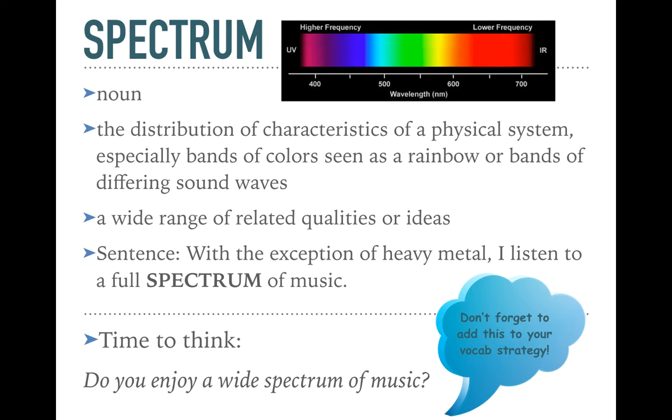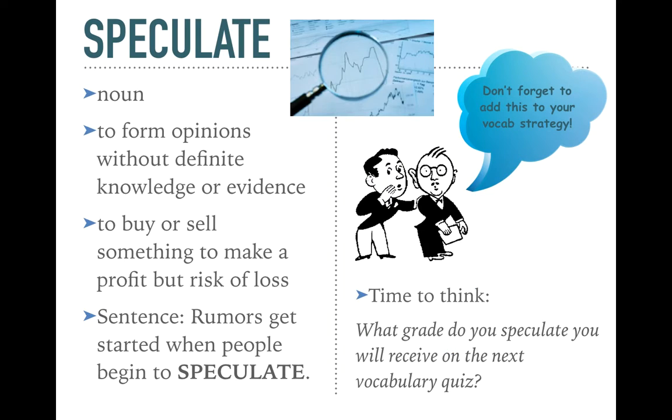We have one more word that uses the root specto, and the word is speculate. Speculate's a verb, and it means to form opinions without definite knowledge or evidence, or to buy or sell something to make a profit but risk of loss. And looking at that first definition, rumors get started when people speculate, when they form opinions or they share ideas without having evidence.